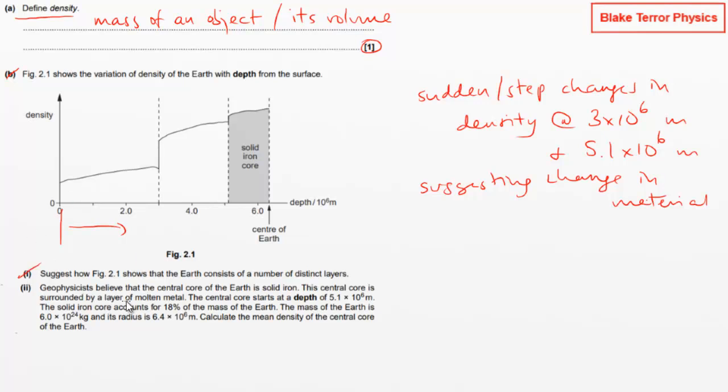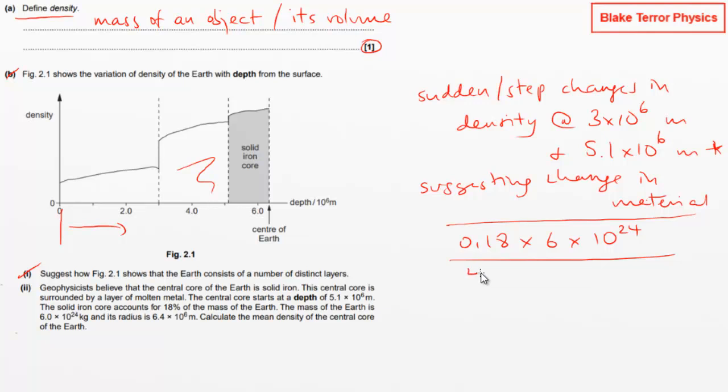Geophysicists believe that the central core of the Earth is solid iron. The central core is surrounded by a layer of molten metal, which must be this bit. Central core starts at a depth of 5.1, oh yeah, that's what we had here, 5.1 times 10 to the 6 meters. Solid core accounts for 18% of the mass of the Earth. Mass of the Earth is 6 times 10 to the 24, and its radius is that. Calculate the mean density. Right, so we want to do mass over volume. So we've got 0.18 times 6 times 10 to the 24. That's the 18% of the mass that's in the middle.